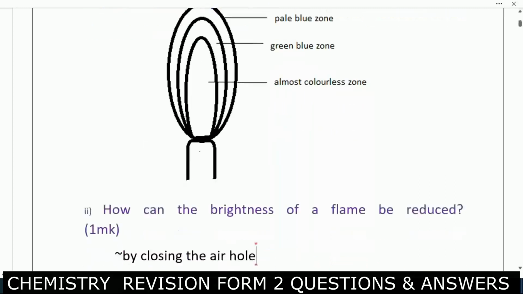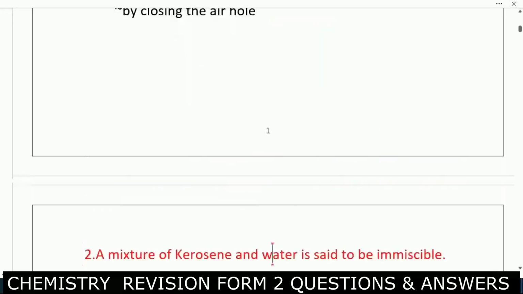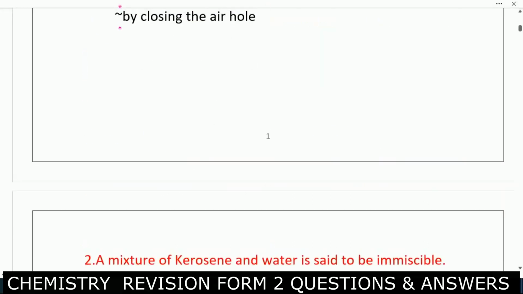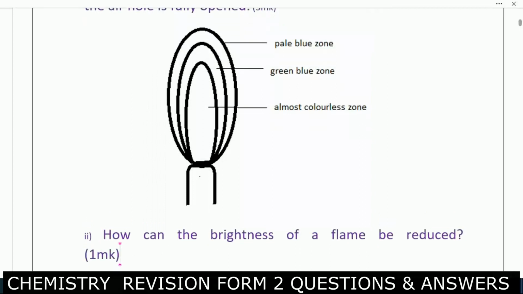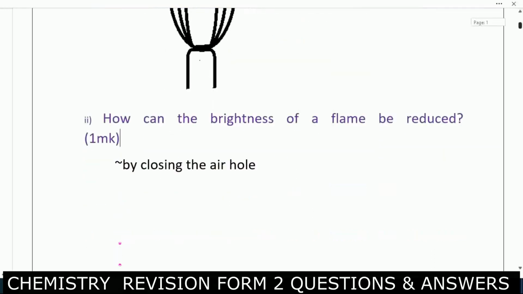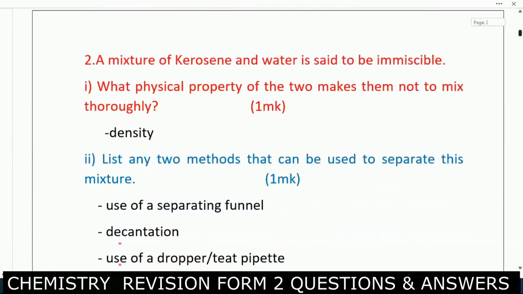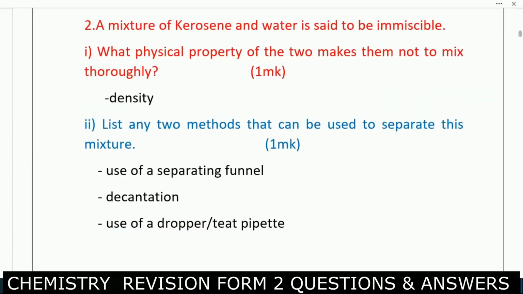Next question. How can the brightness of the flame be reduced? By closing the air hole. Go to question number 2.